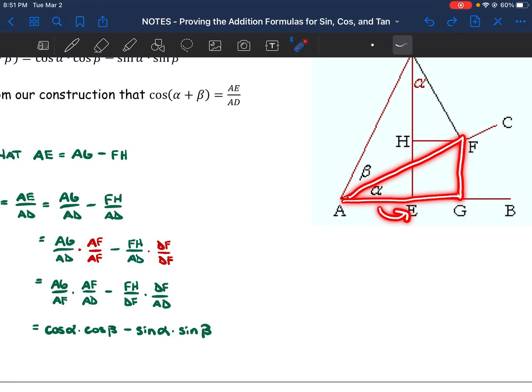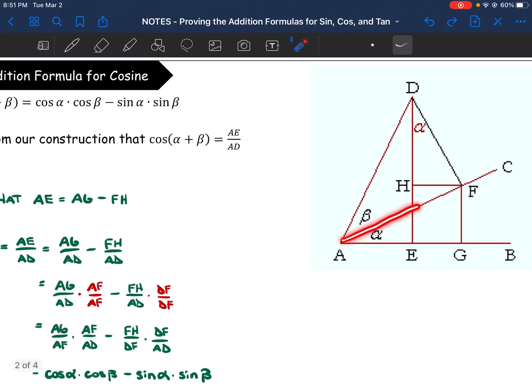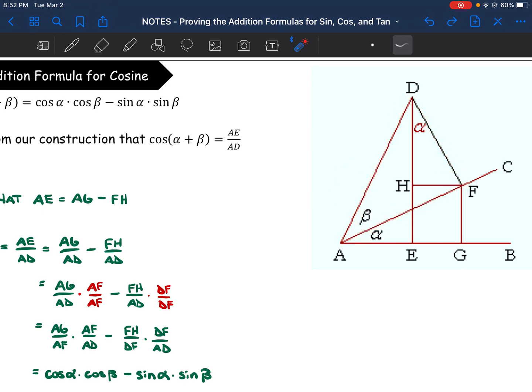That's just the cosine of alpha, because cosine is adjacent, which is the AG, divided by the hypotenuse, which is the AF. Okay? Now let's look at AF over AD. Here's AF, here's AD. Looking at this right triangle right here, this is the cosine of beta, because AF is the adjacent, AD, that's the hypotenuse. Okay, so cosine of beta.